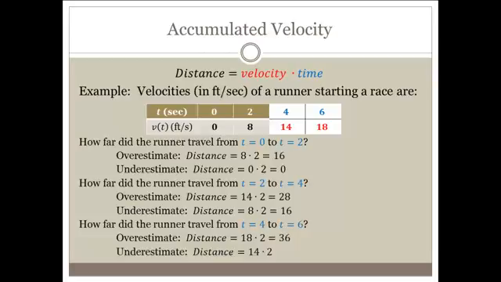Our underestimate uses our lower velocity, 14, to get that the distance traveled is 14 times 2, which is 28. Again, these two estimates tell us that the runner traveled somewhere between 28 and 36 feet over the last 2 seconds.